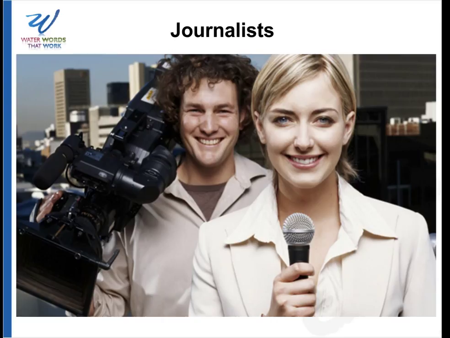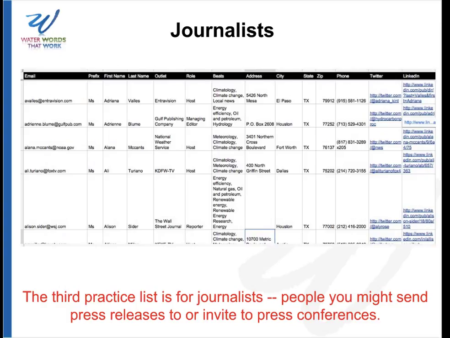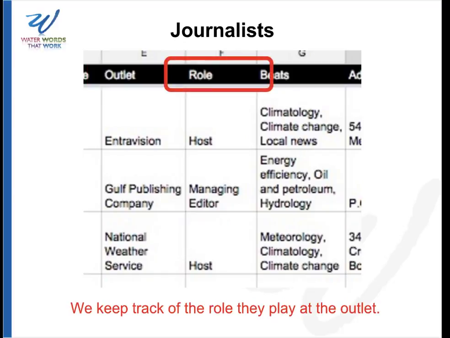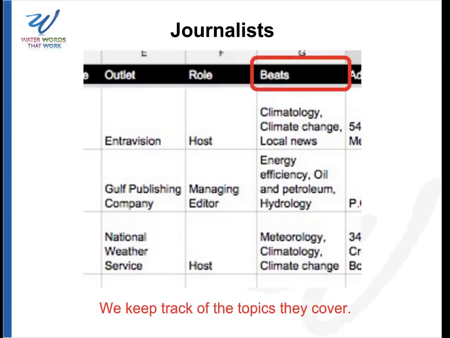The third list that you're going to work with is a hypothetical list of journalists. Here's what that spreadsheet looks like. You could use this list in MailChimp for sending press releases to journalists or inviting them to press conferences. You'll have their name and their email address, but you'll also have the outlet that they work for. You'll also have the role that they play at that outlet. Are they a reporter? Are they an editor? Are they an on-air personality? And you'll have their beats. That's the topics that they cover. Do they cover water? Do they cover energy?